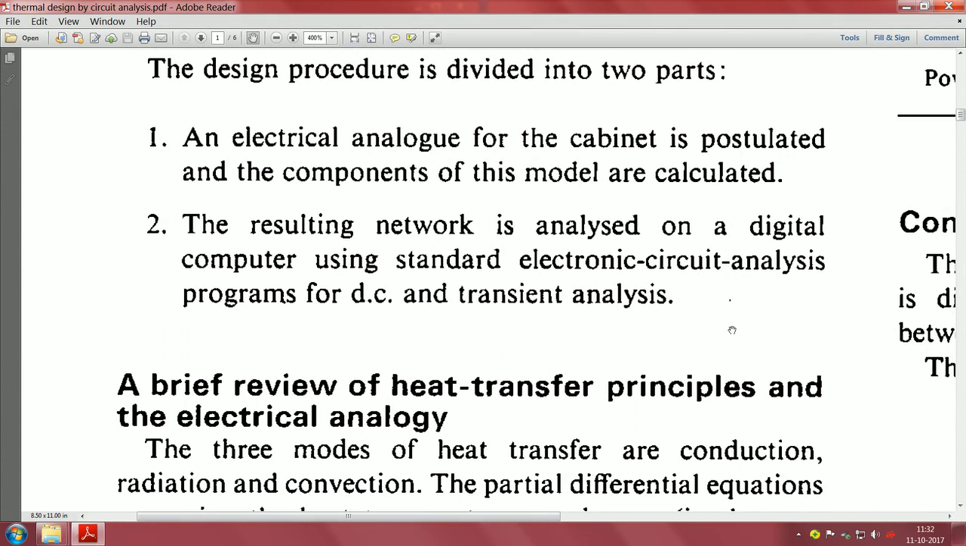See, an electrical analog for the cabinet is postulated and the components of this model are calculated. The network is analyzed on a digital computer using electronic circuit analysis programs for DC and transient analysis. See that DC is represented by simple potential and resistances by the normal heat transfer coefficient. Transient analysis is wherever heat storage can occur, as in the mass and the density of the material.